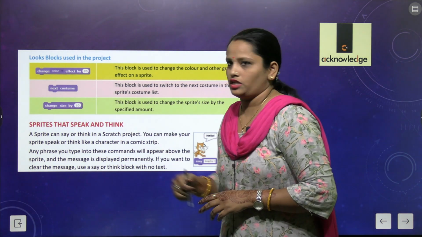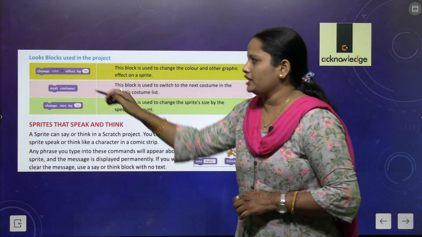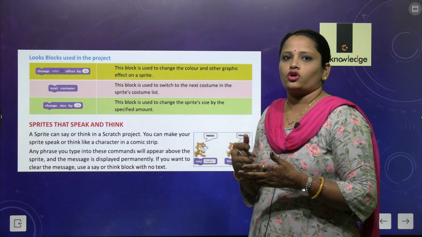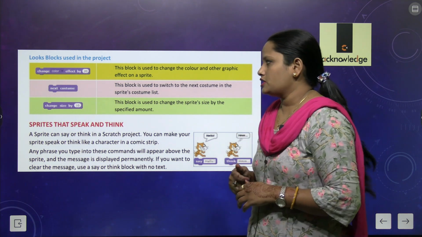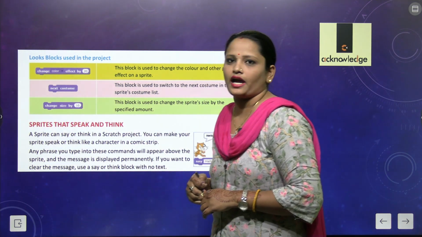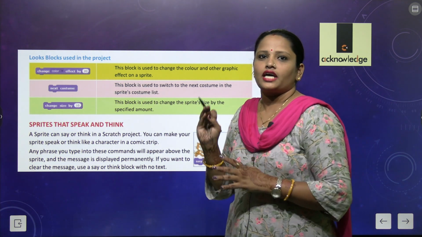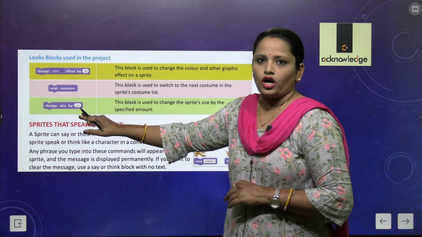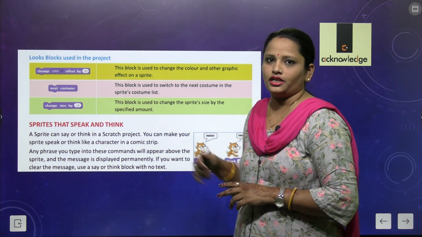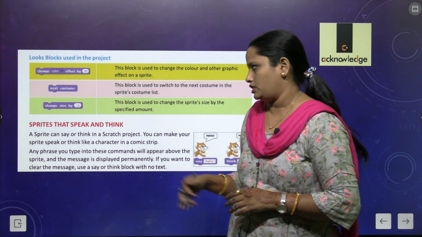The next block is the next costume block. By this block we can go to the next costume that is ready for a sprite. Next is change size by 10. By this block we can change the size of a sprite according to our choice. Here we can see it is written 10 and we have changed it to 30.